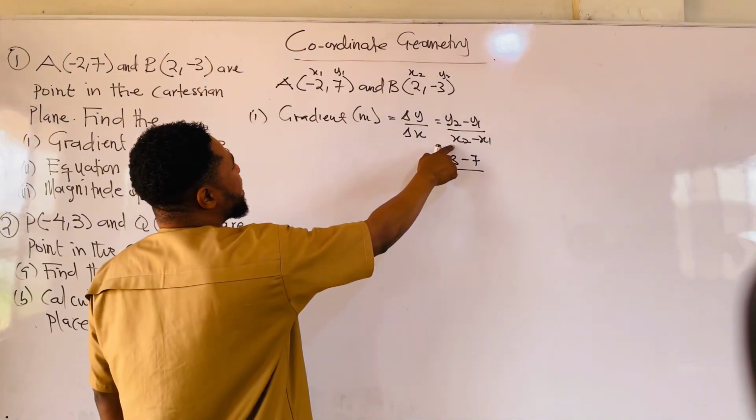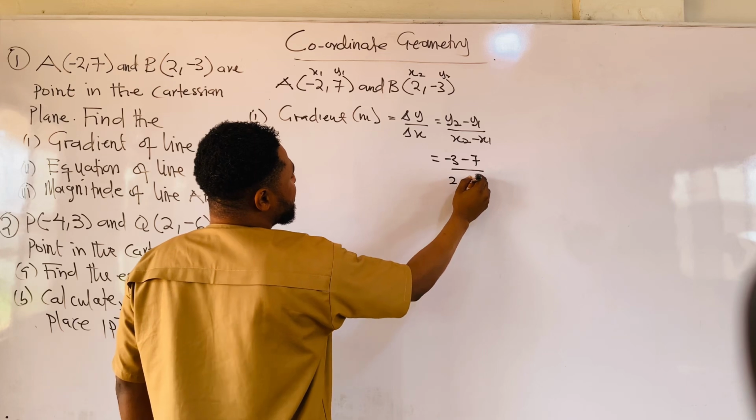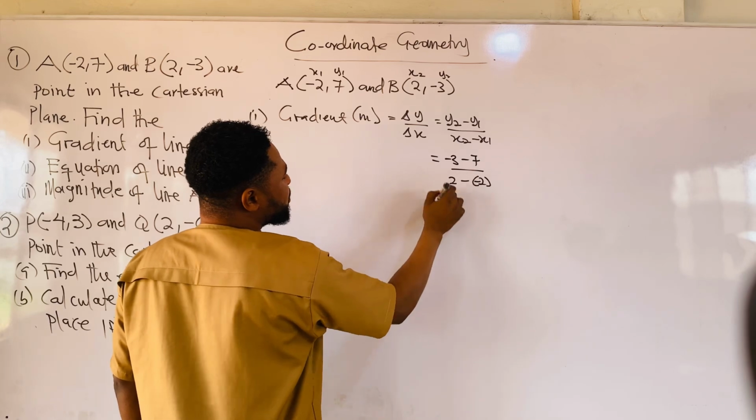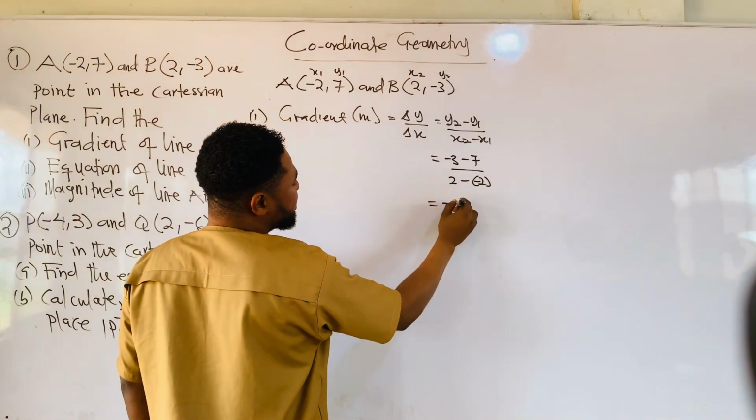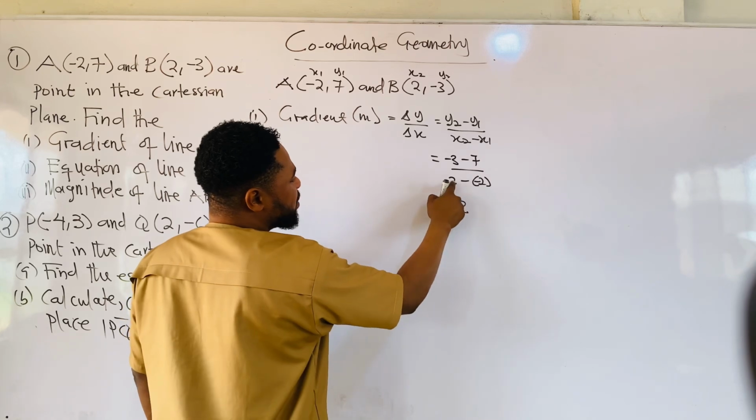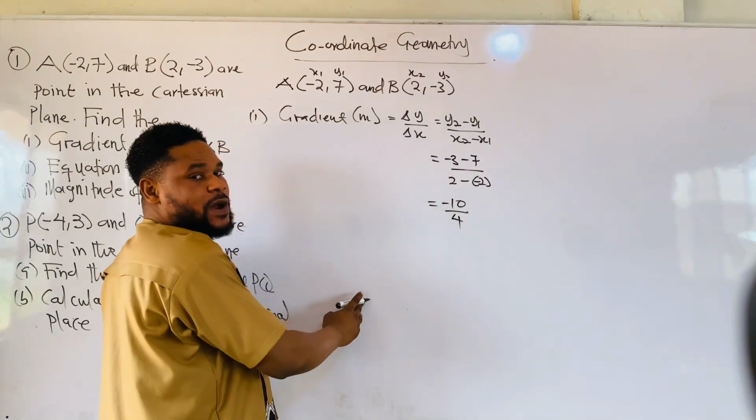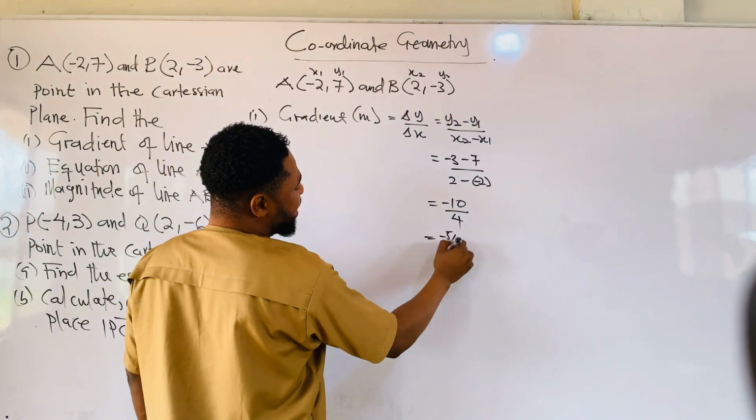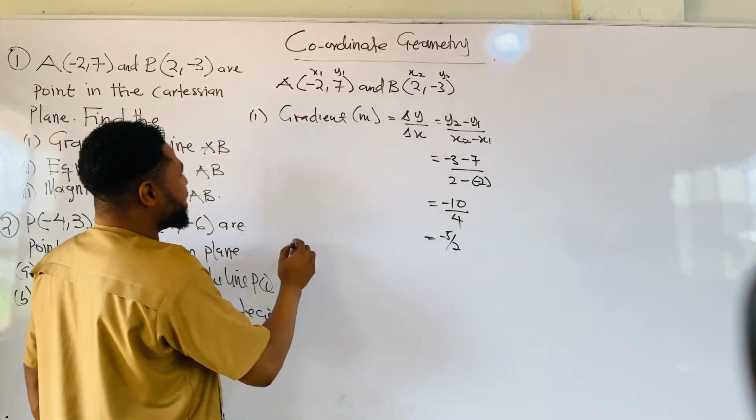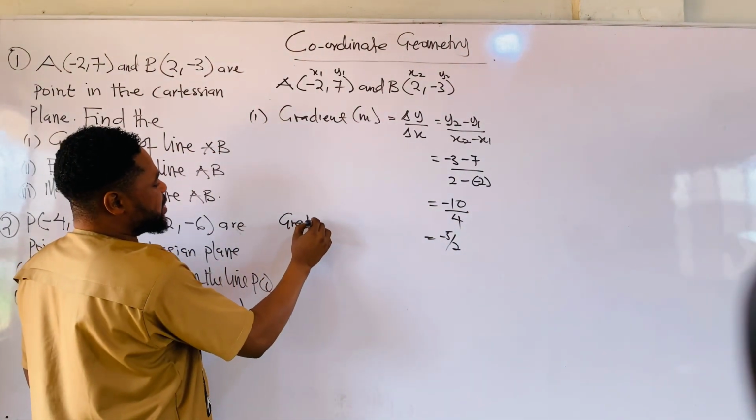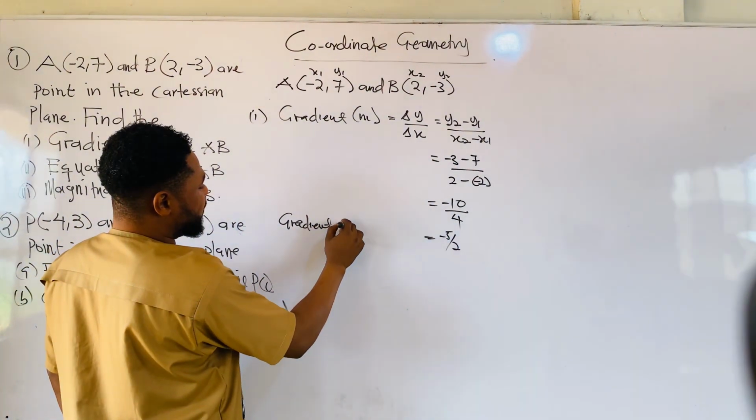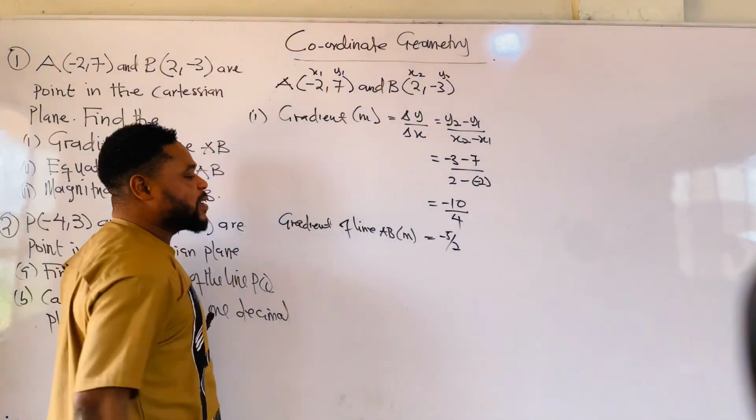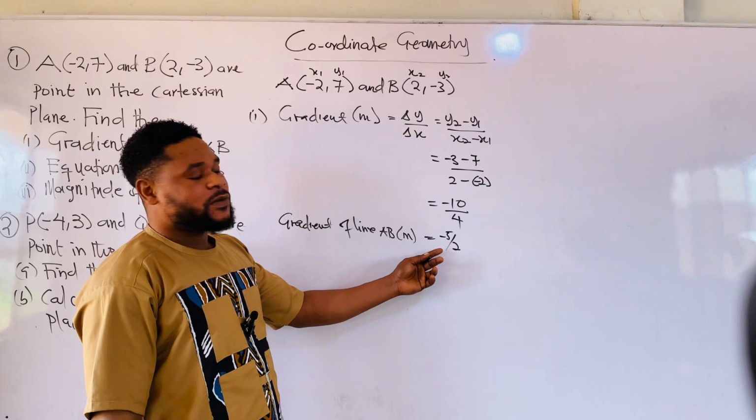All right. Our x2 is 2. So we put 2 here. Minus our x1 is negative 2. So we have negative 2 here. So we simplify this, which will give us negative 10. This and that will give us 4. All right. Therefore, our final answer is going to be negative 5 over 2. So gradient of line AB, all right, is given as negative 5 over 2.